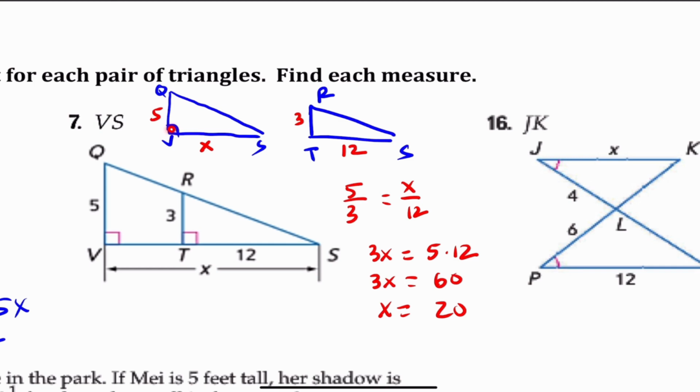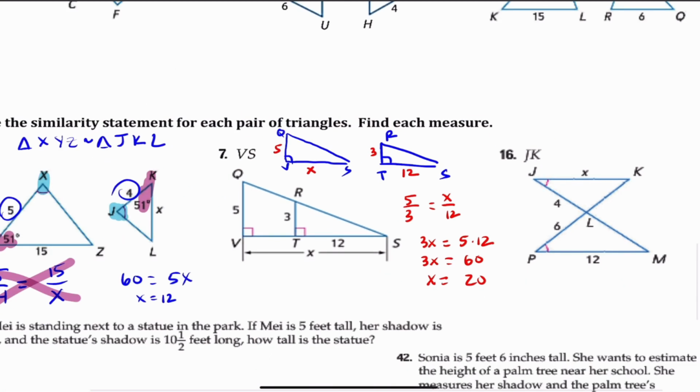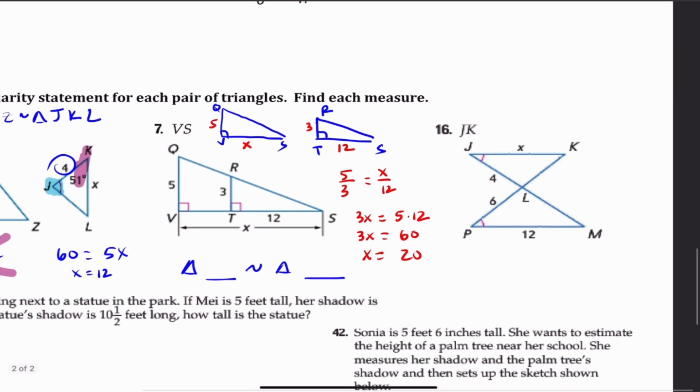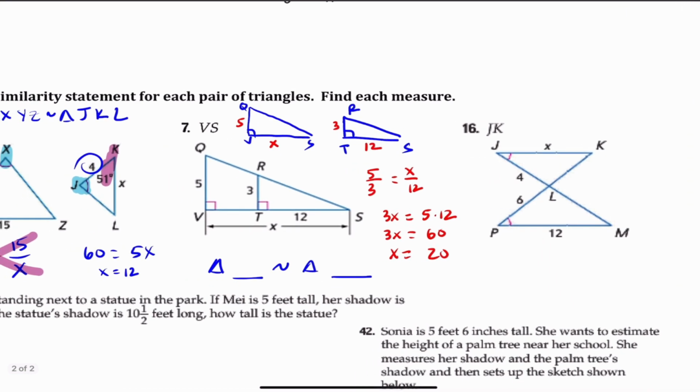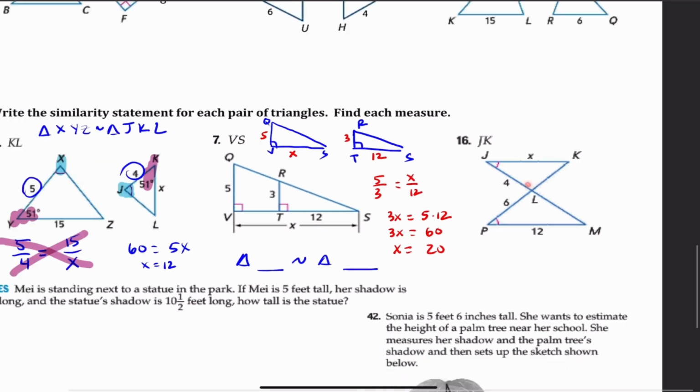Then you're going to go ahead and write that similarity statement. So I have this 90-degree angle here, and I forgot to draw that 90-degree angle here, because the smaller triangle has a 90-degree angle here and a 90-degree angle here. So let me draw that, and there you go. x is equal to 20. So go ahead and write your similarity statement for that one. And then I will let 16 be an exercise for you.